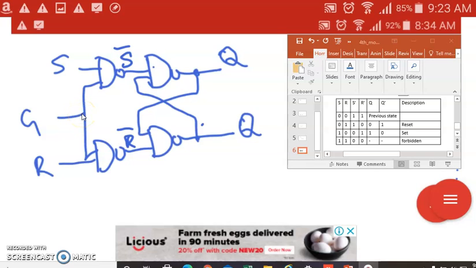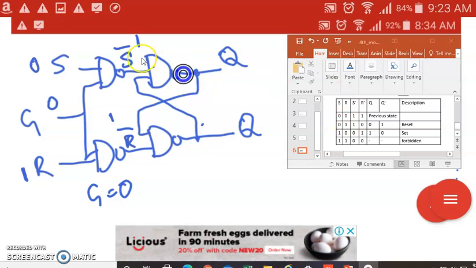If the gate input is 0, okay? If the gate input is 0, what we are expecting here is S bar and R bar. So we'll consider one of the inputs. Suppose S is 0 and R is 1 and the gate is 0 now. With gate 0 and S 0, the output here is 1. With gate 0 and R 1, the output here is 1.